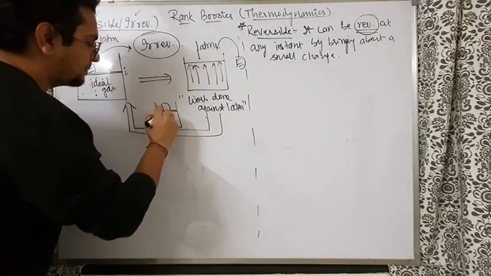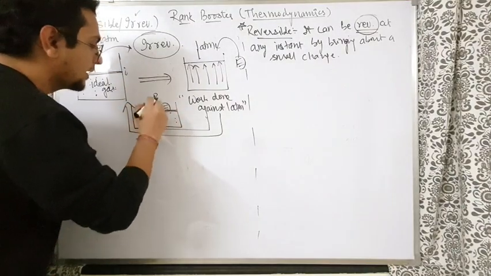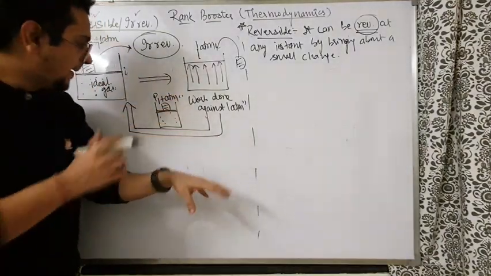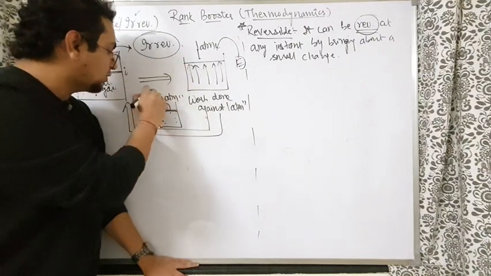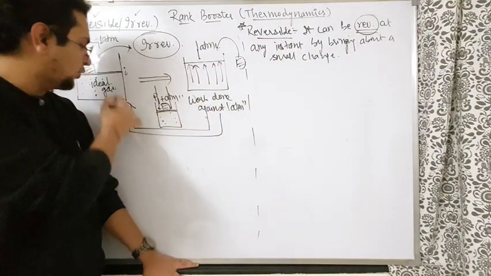On this piston, I put the brick. So the pressure on this gas now is P1 plus atm. That means atmospheric pressure is there already, plus one extra pressure P1. So when the compression is done, now this will start pushing the gas back. We are going backwards now.